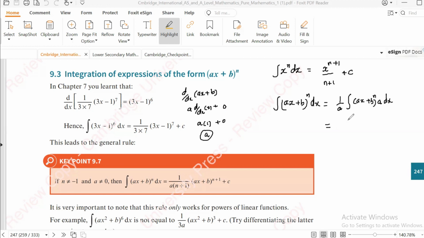And that formula says what? 1 over a, (ax plus b), add 1 in the power and same thing divide n plus 1 plus constant of integration. Or we can say that 1 over a bracket open n plus 1 and (ax plus b) power n plus 1 plus constant of integration. So integration of the expression, basically the form is (ax plus b) whole power n. And let's see how to apply this concept in the question.